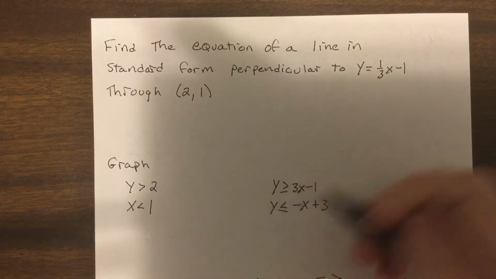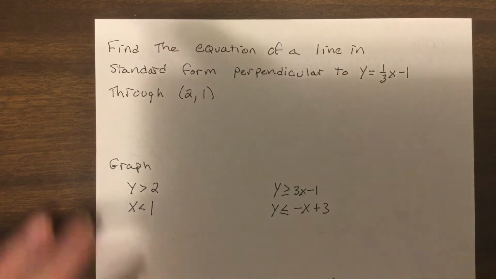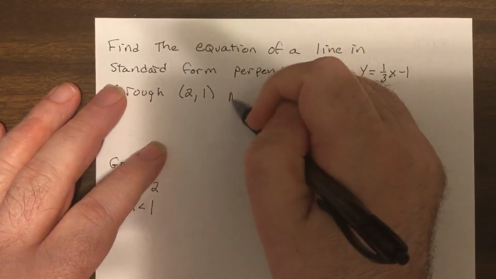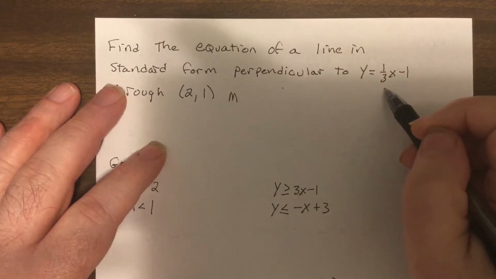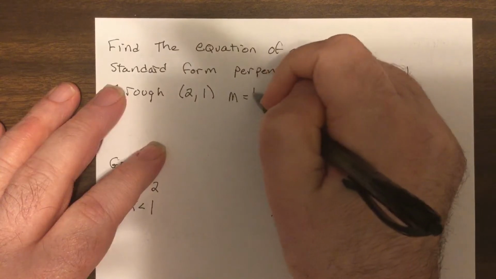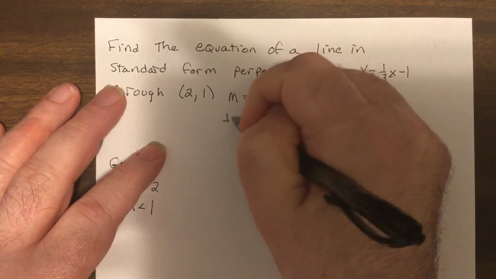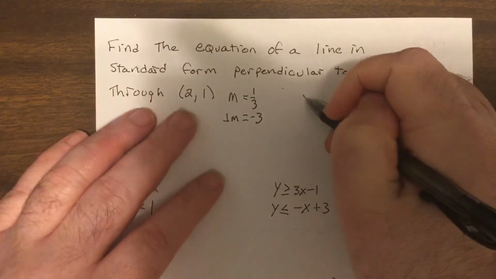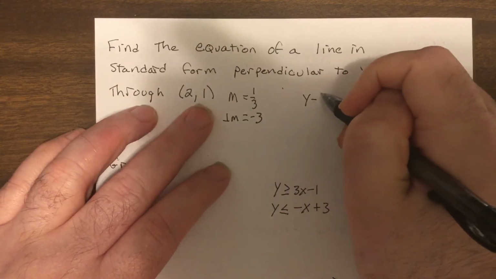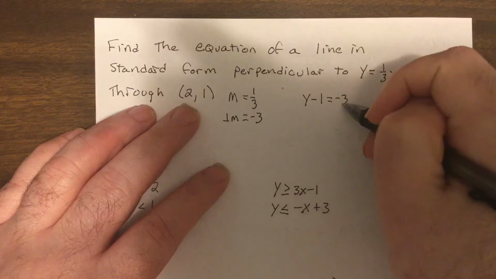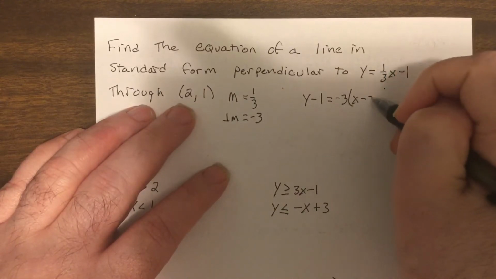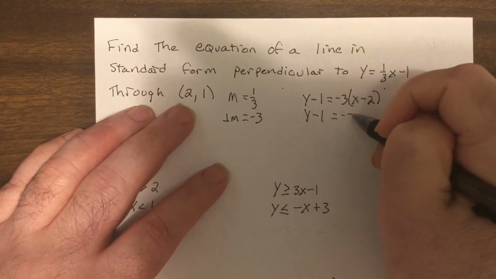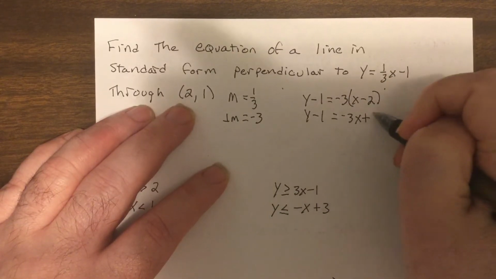Oh, let's make this equals. Okay, find the equation of the line in standard form that is perpendicular. Well, the slope of the line given is 1/3, so the perpendicular slope would be -3. So it'd be y minus 1 equals -3 times (x minus 2). So y minus 1 equals -3x plus 6.